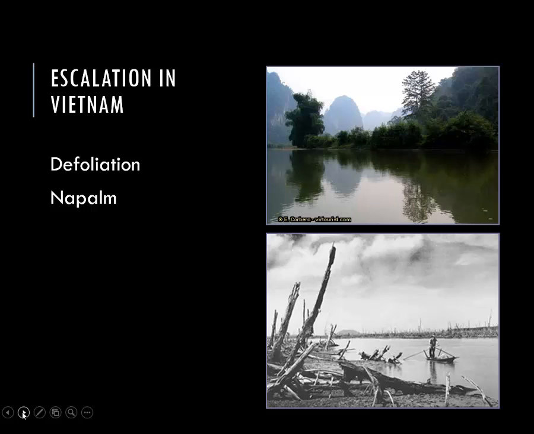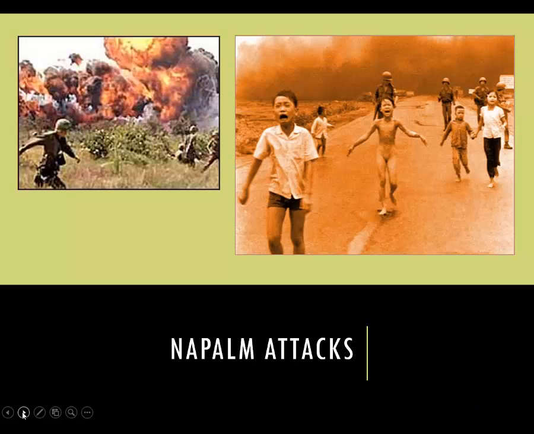JFK sent troops to run operations there and started the defoliation program. Here you can see the same river before and after defoliation. American troops found it difficult to fight through the jungle, so it made sense to eliminate that obstacle. Kennedy also authorized the use of napalm, or jellied gasoline.